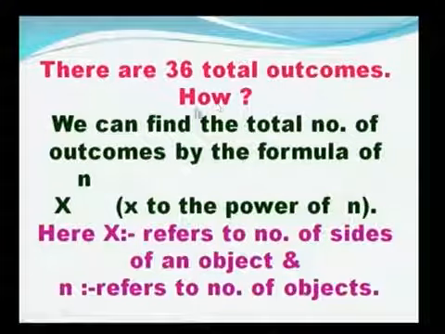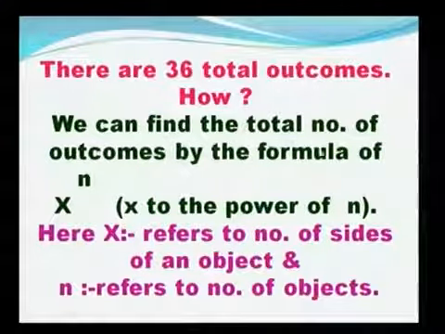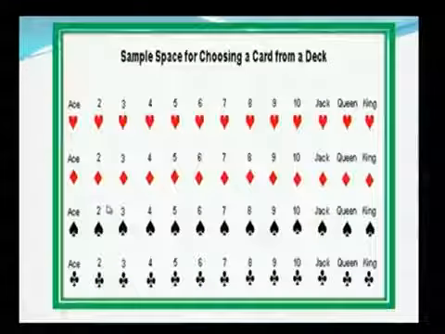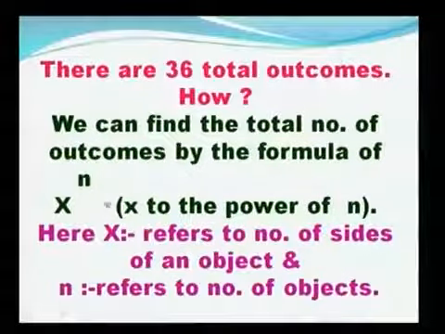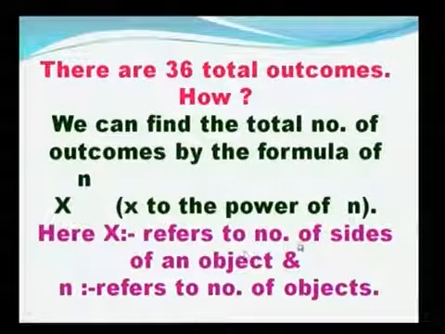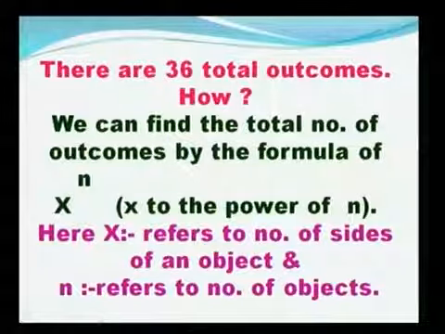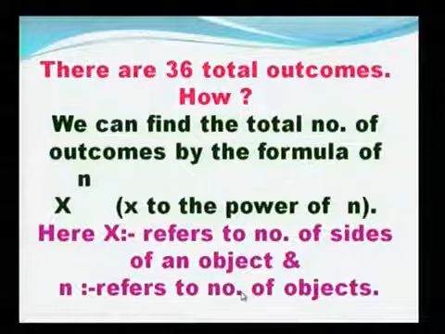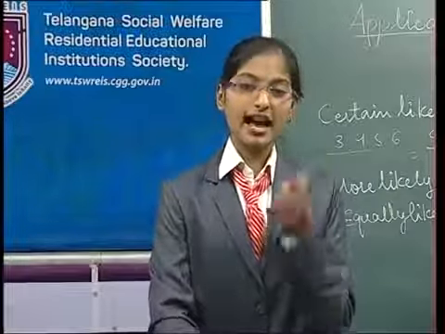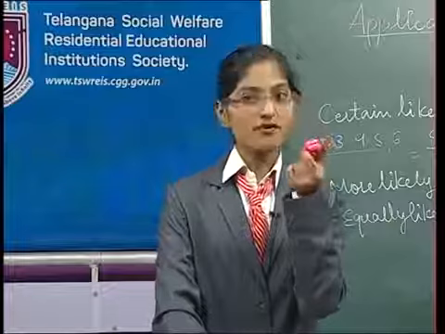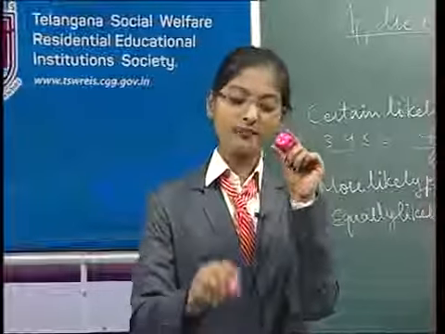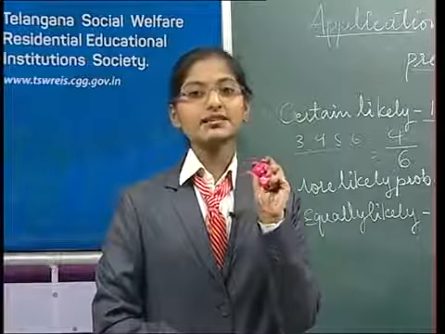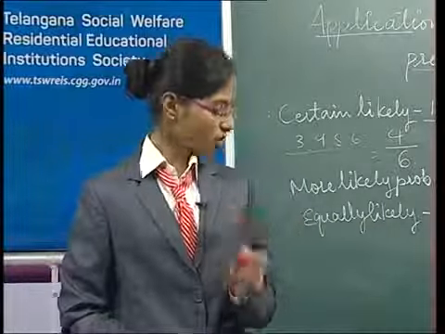How? Can we find the total number of outcomes by the formula x to the power of n? Here, x refers to the number of sides of an object and n refers to the number of objects. Let me see for dice here. Here, I have only a single die, its total number of outcomes is 6. Now, if I take 2 dice, we might think there are 12 total outcomes, but it is wrong.